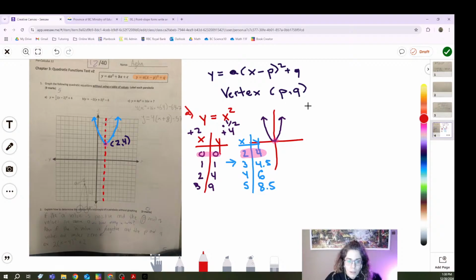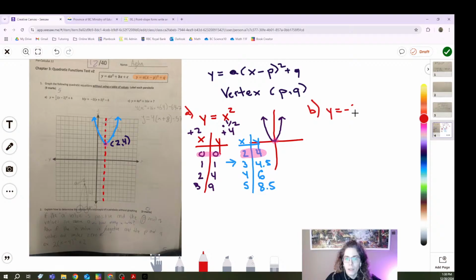B. Y equals -2 times (x plus 3) squared minus 6. Okay, what is our vertex? Good, so I think you got that part. -3, -6. Okay, so you did get that part. Good.